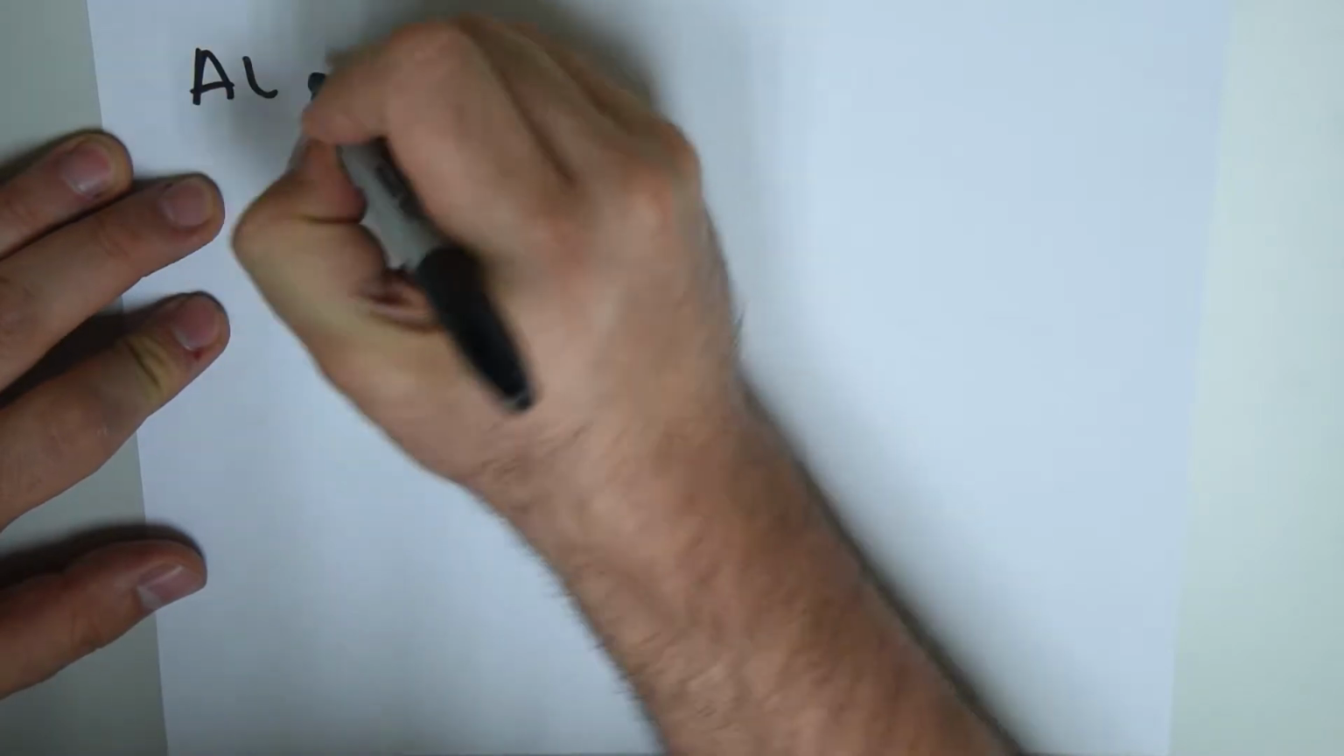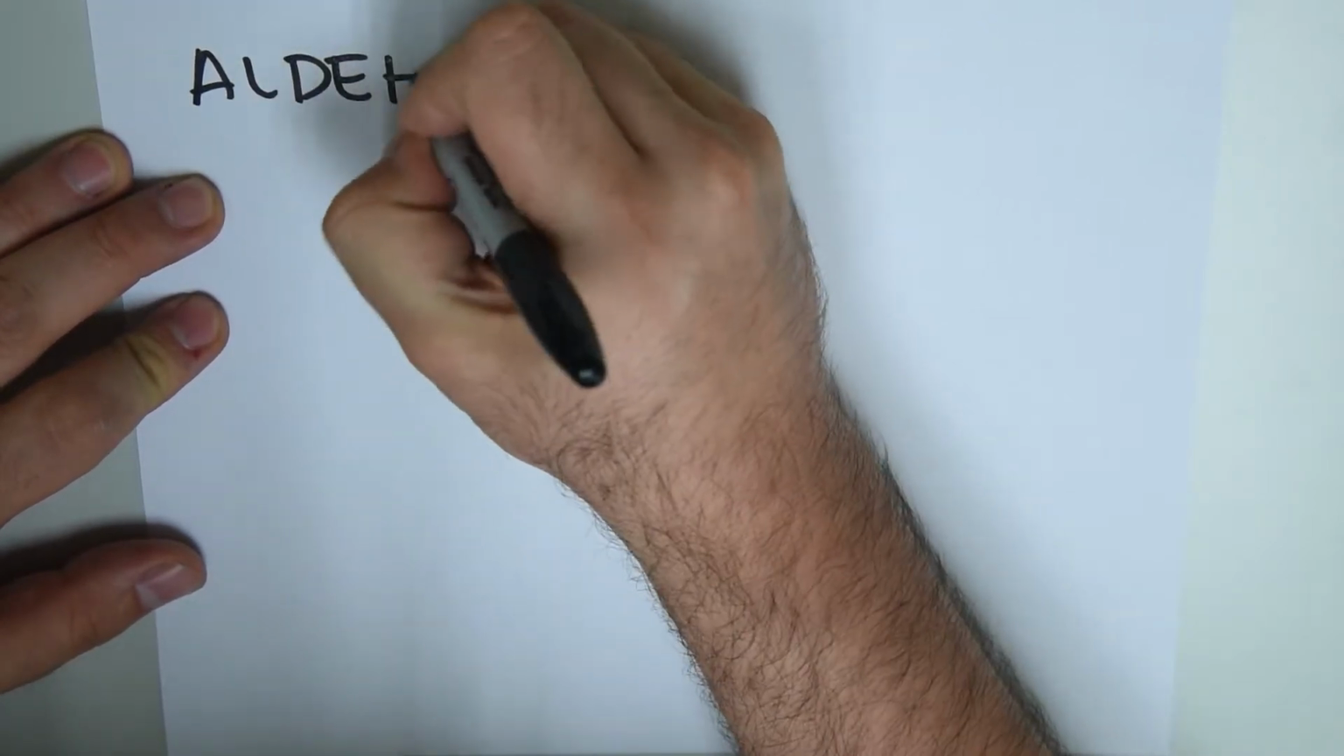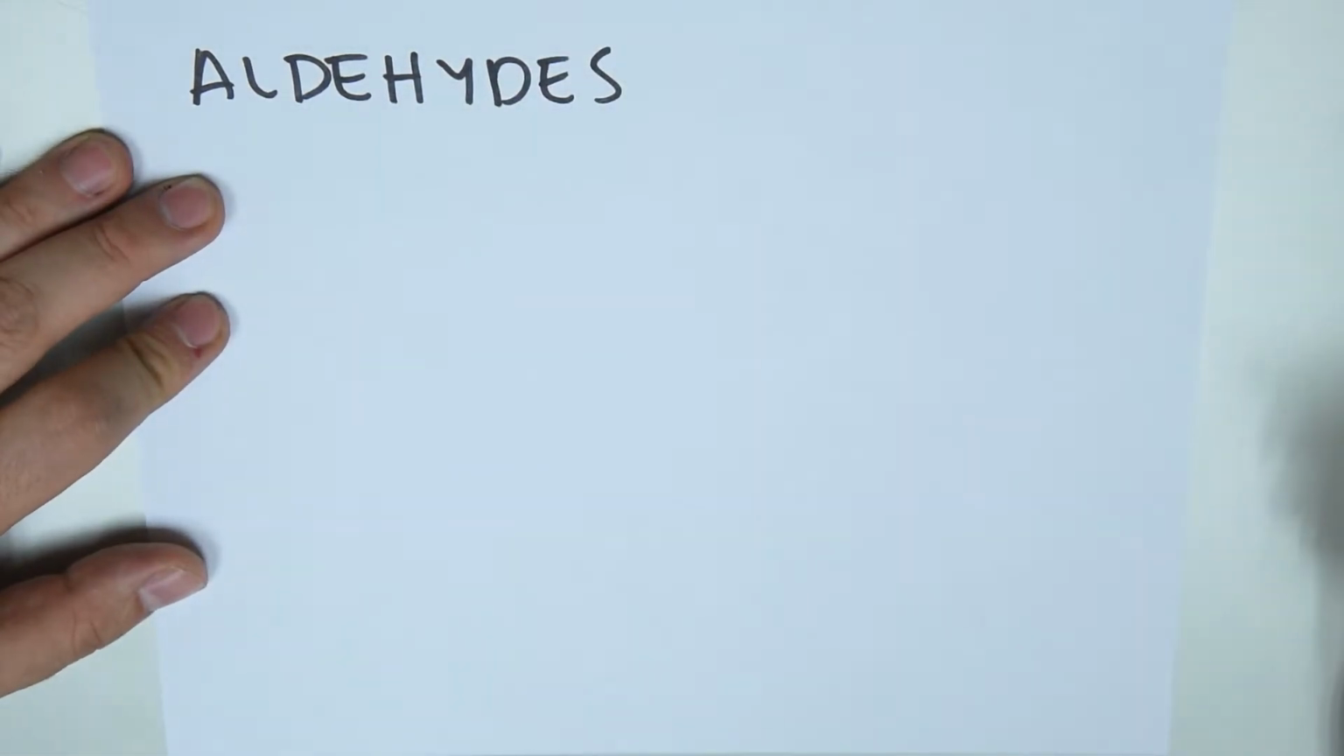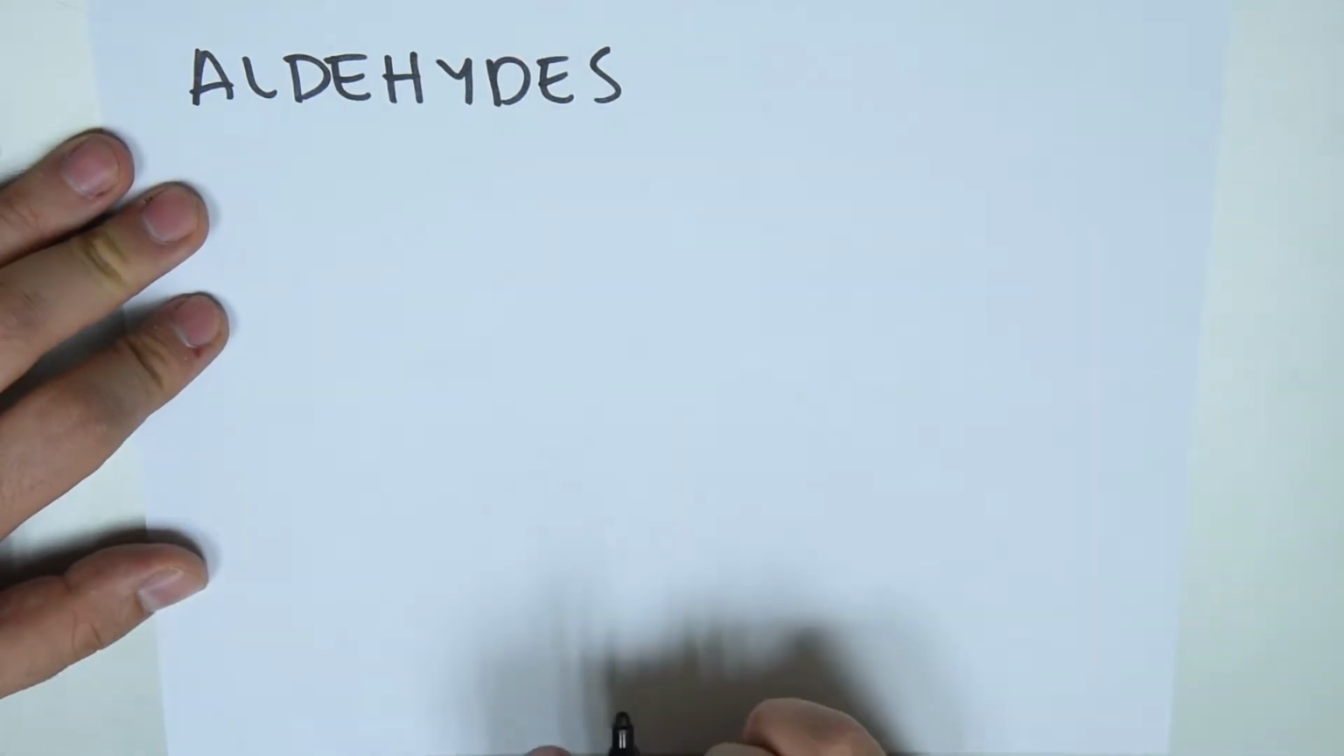Now we're going to look at the IUPAC naming for aldehydes. I'm assuming that you guys already know all the prefixes: meth, eth, prop, but, pent, hex, all the way up to maybe number 20. So let's start with aldehydes.